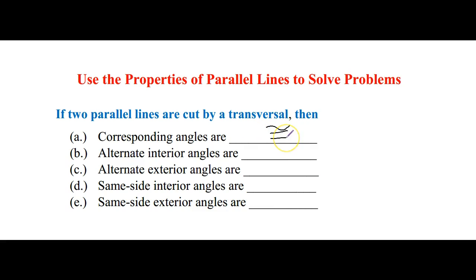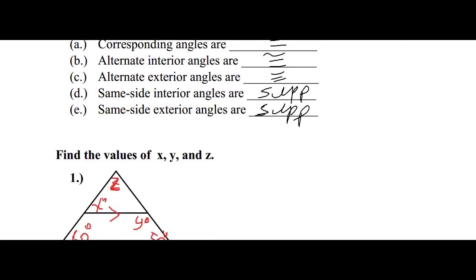Corresponding angles are congruent. How about alternate interior angles? They are congruent as well. Alternate exterior angles, congruent. Same side interior angles, they are supplementary, which means they add up to be 180 degrees. How about same side exterior angles? Would be supplementary also.